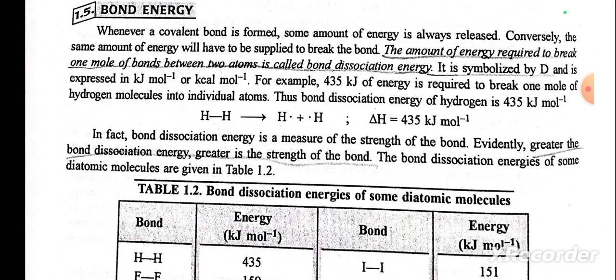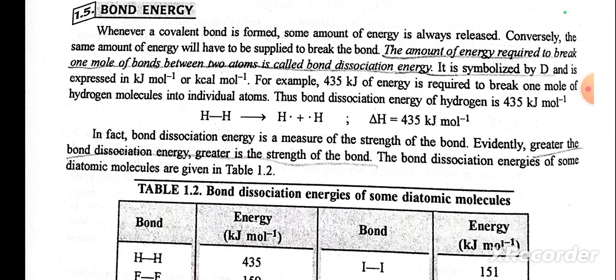Bond energy. When a covalent bond is formed, some amount of energy is always released, and conversely, the same amount of energy must be supplied to break the bond. The amount of energy required to break 1 mole of a bond between two atoms is called the bond dissociation energy, and its symbol is D, expressed in kilojoules per mole.